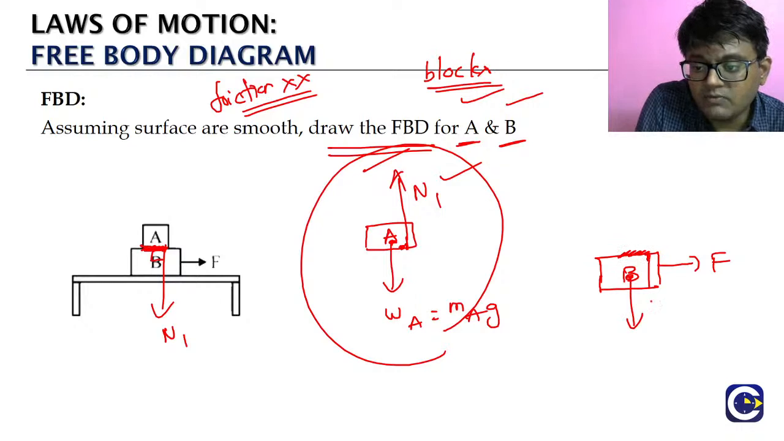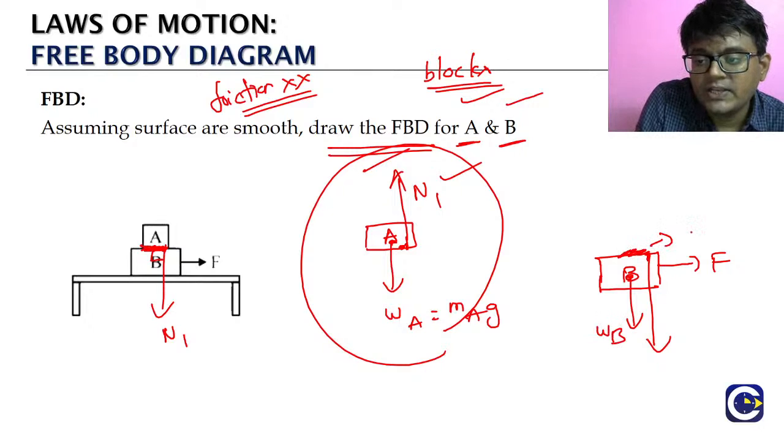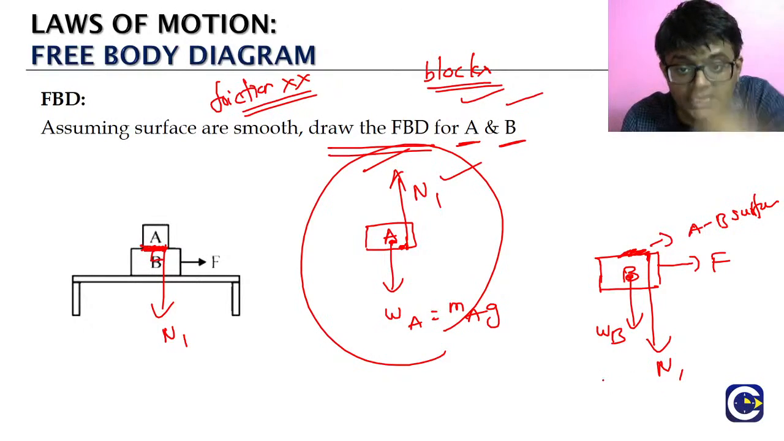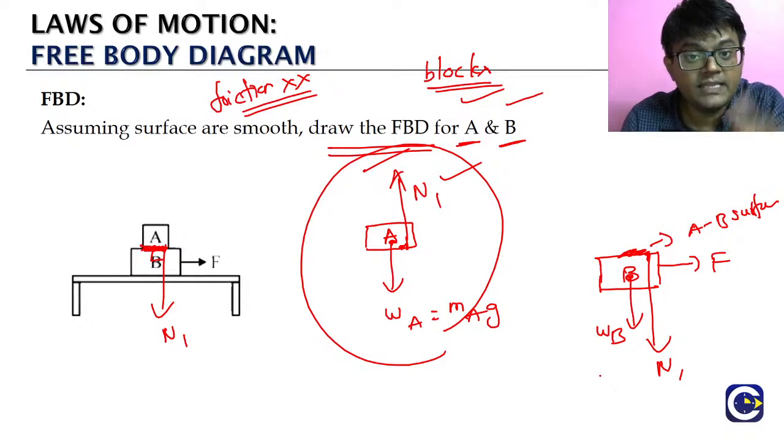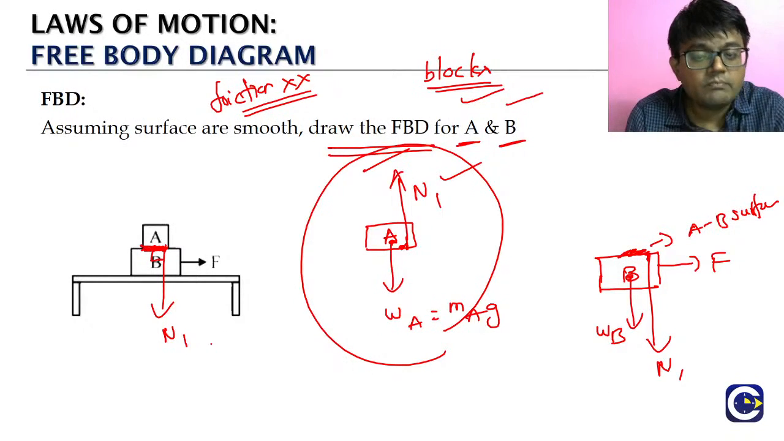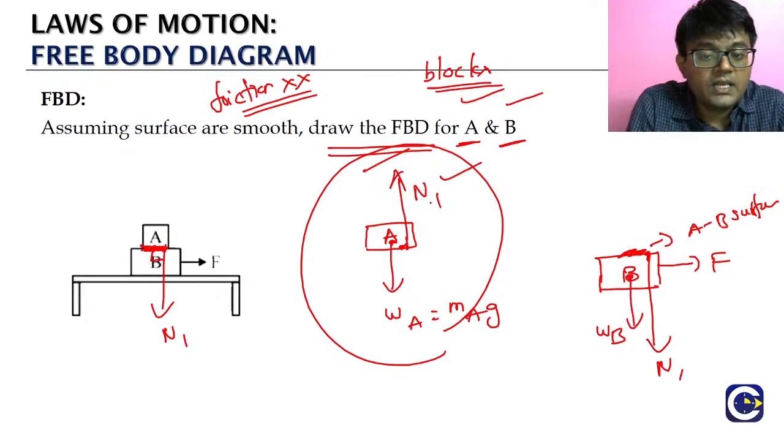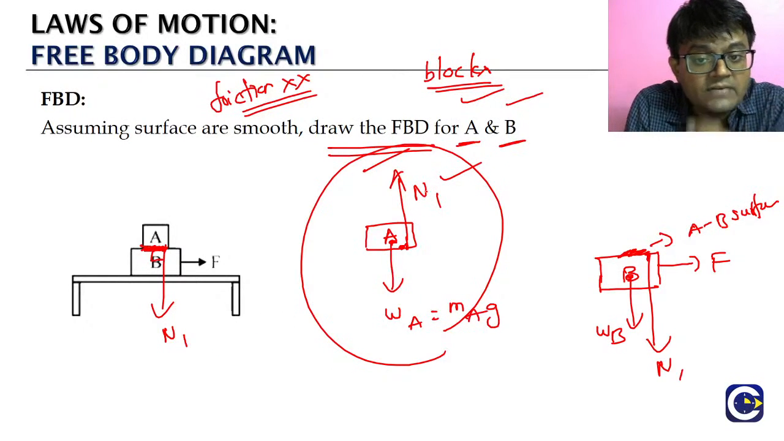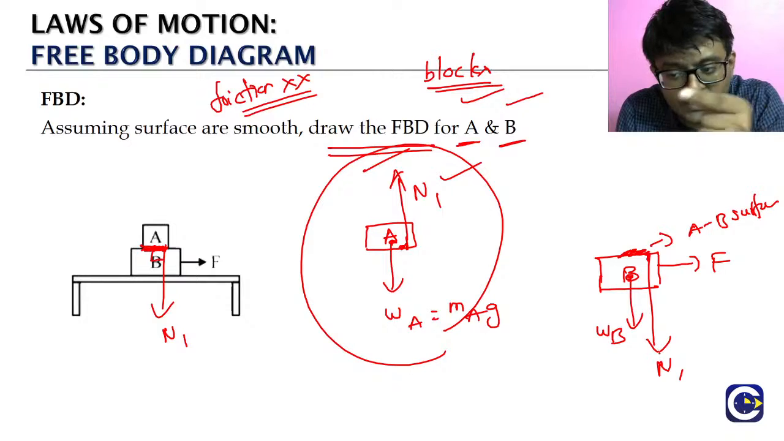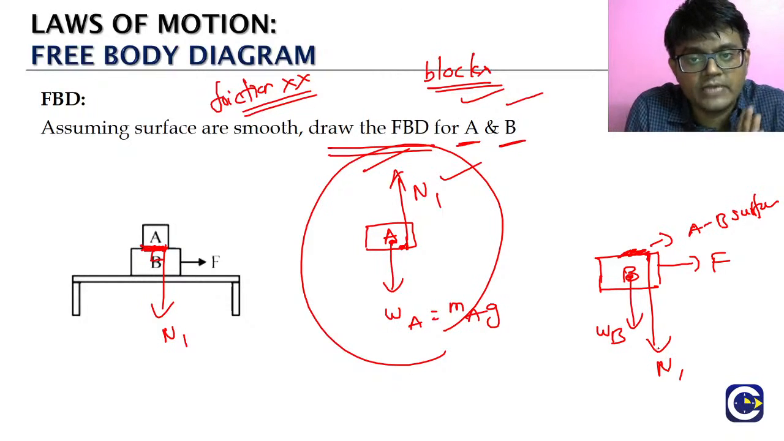So this is the A to B contact surface. Already this is the weight. This is the AB contact surface. On the contact surface, the normal reaction will be acting into that B object. So here we are measuring the normal reaction acting on B. But based on Newton's third law, the normal reaction acting on A is N1, which means the normal reaction acting on B will also be the same magnitude, N1.